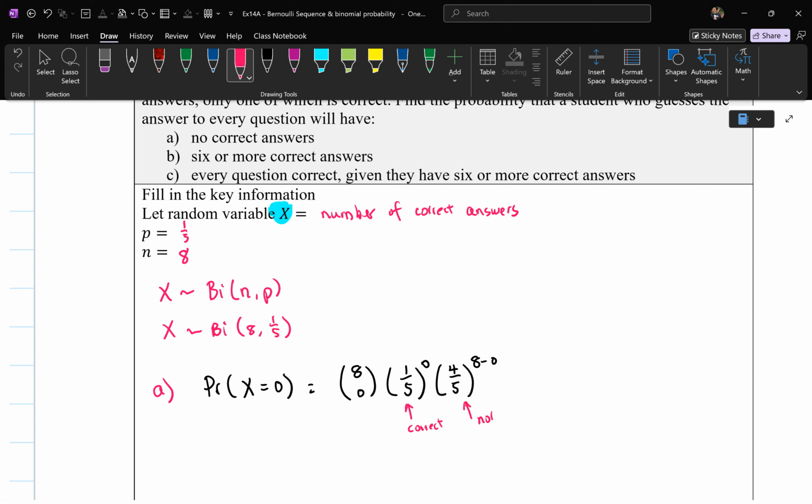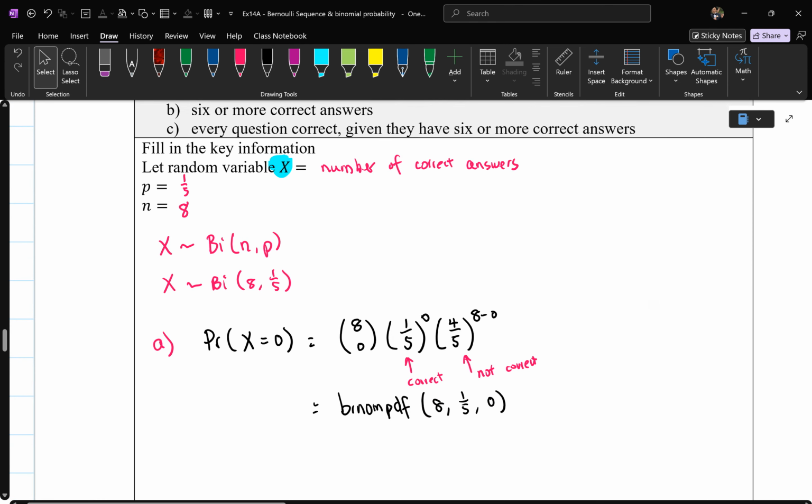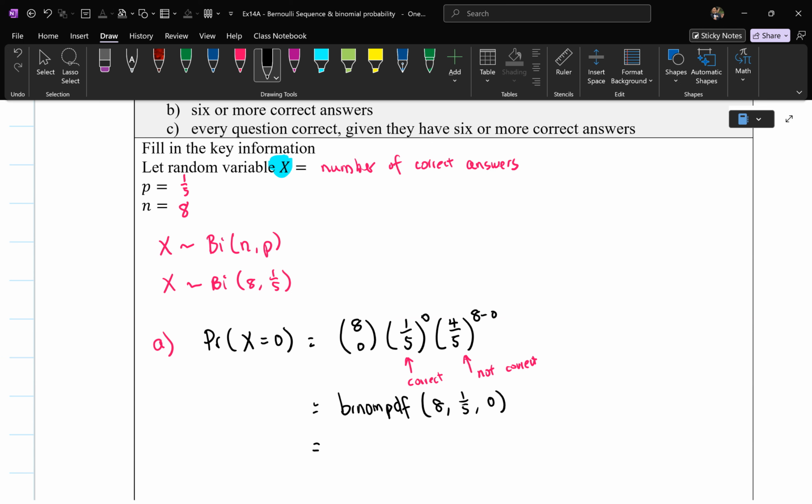This is not correct. So you want all 8 wrong if you're going to get 0 correct, right? Typing in a calculator, that's really just binom PDF, n, which is 8, probability of success is 1/5, and x is 0. Again, I don't have my CAS at the moment, so you're going to have to do this yourself, or you can do it manually. I mean, you can do it manually as well.